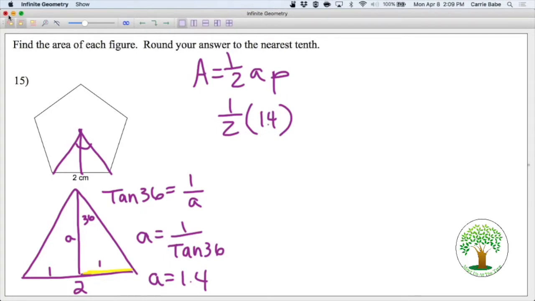10. How'd you get 10? 2 times 5. Very good. Because there's 5 sides and each of them is worth 2. That's 1.4. And this time we get to put it all on your calculator.